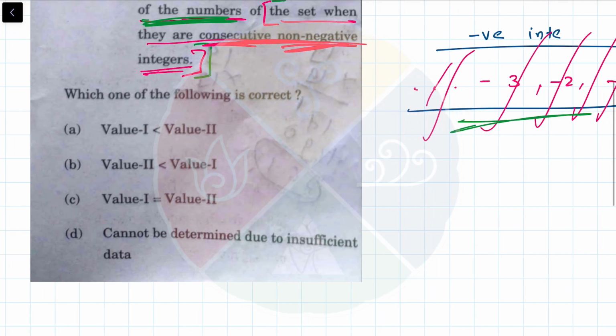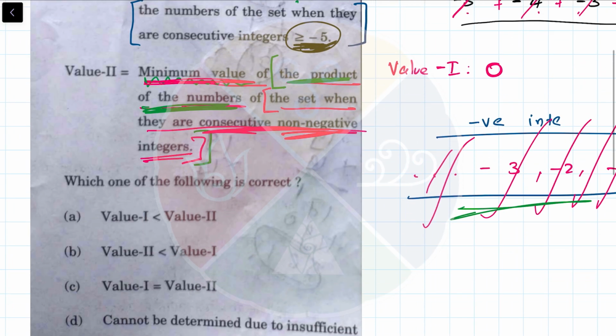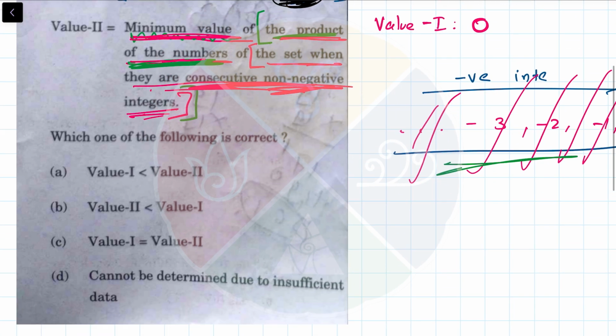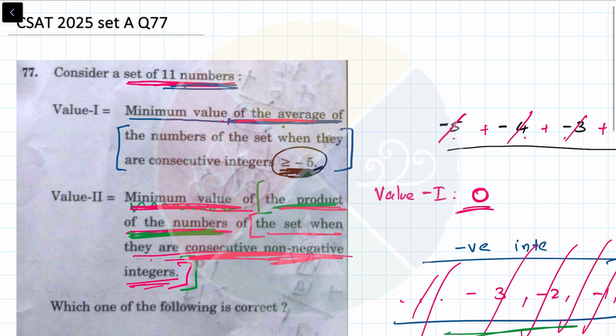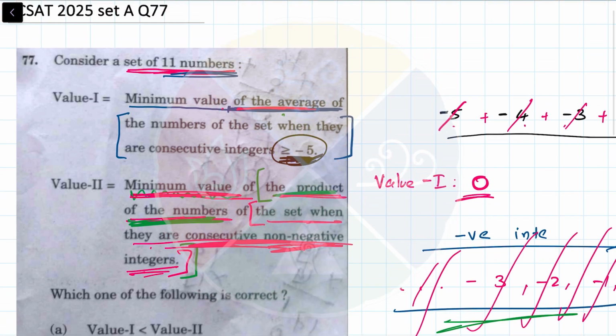Therefore, the minimum value of the product of the numbers of the sets when they are consecutive non-negative integers will be simply 0. So value 2 is also 0. If both the values are 0, then value 1 is equal to value 2. Option C will be your answer. That's it, guys. Thank you.